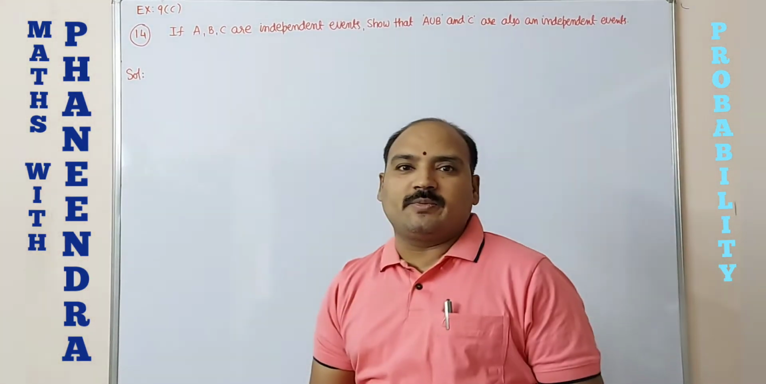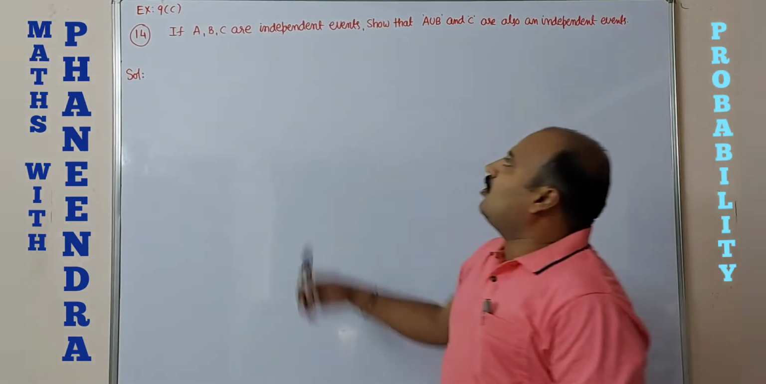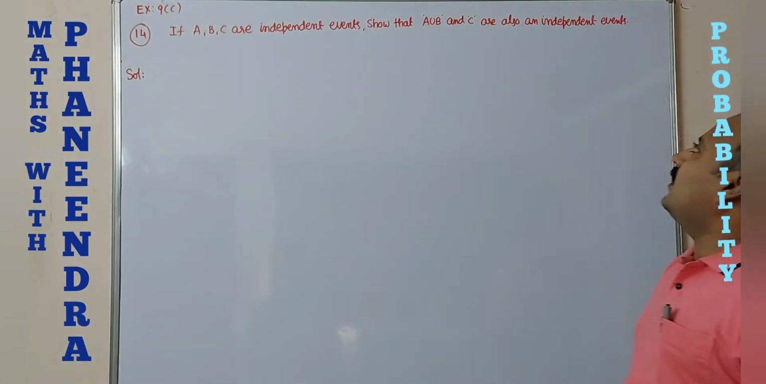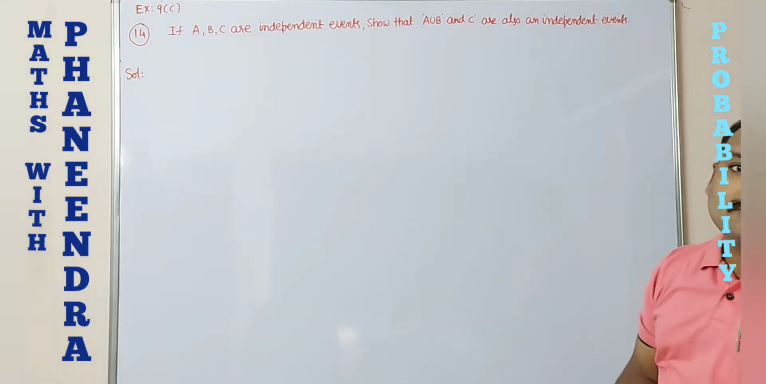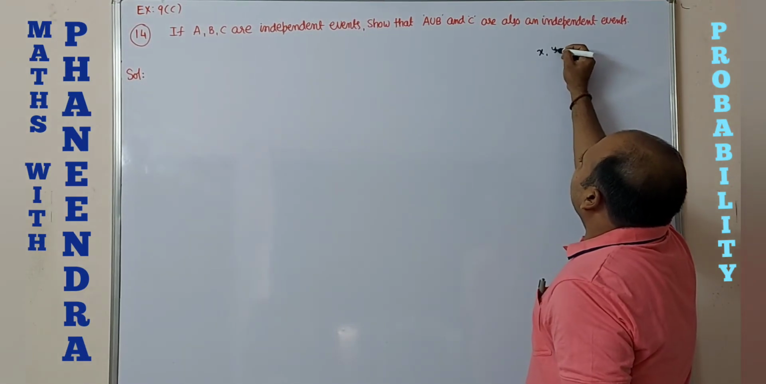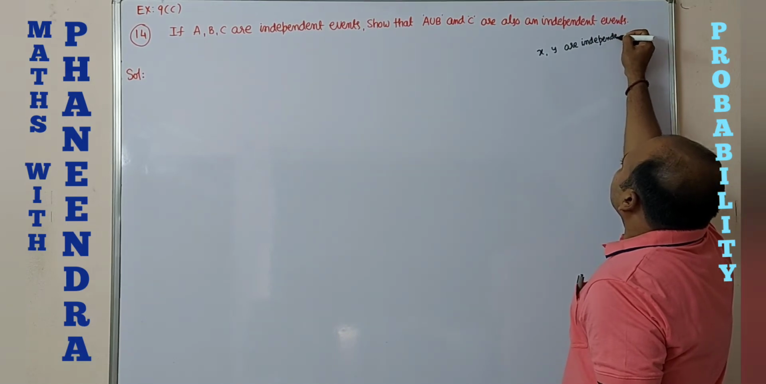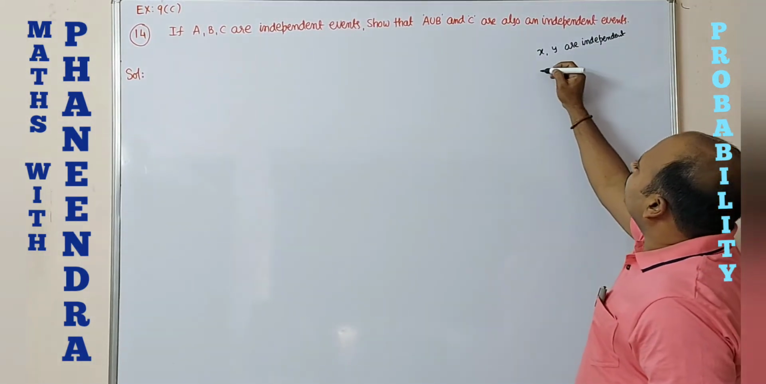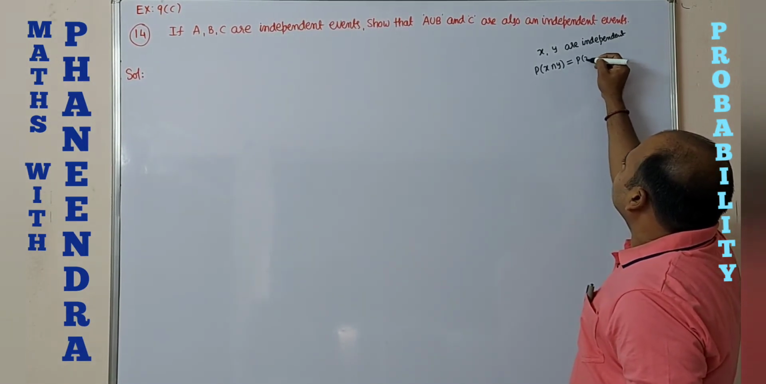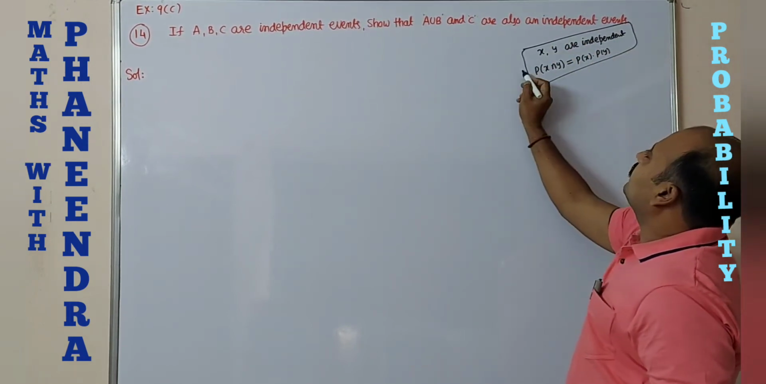Yeah, the next question, question number 14. If A, B, C are independent events, show that A union B and C are also independent events. See, simply, X comma Y are independent means simply you have to prove P of X intersection Y equal to P of X into P of Y. This information we need to prove.